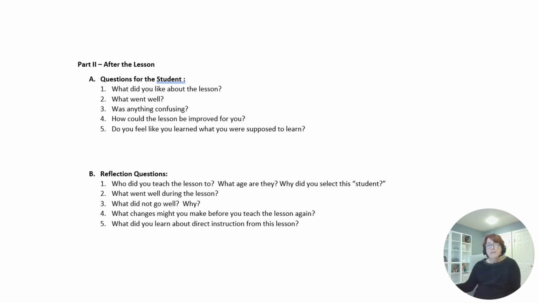The final part of this assignment is for you to reflect on this process, because as we've seen in class before, reflection really does result in higher learning. So who did you teach the lesson to? What age are they? Why did you select this student? What went well during the lesson? What did not go well and why? What changes would you make before you teach the lesson again? And what did you learn about direct instruction from this lesson?